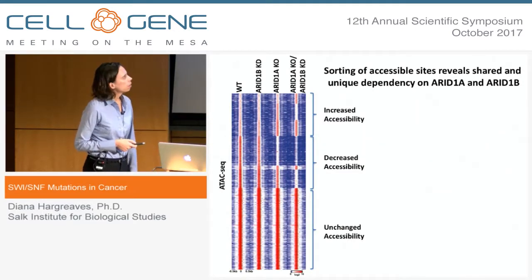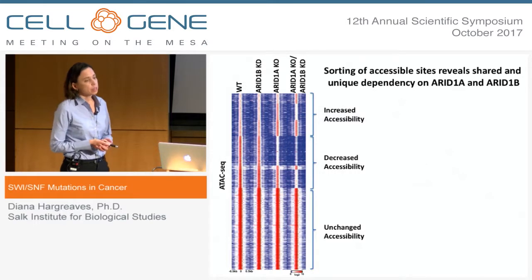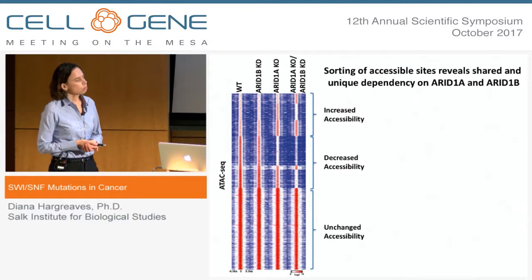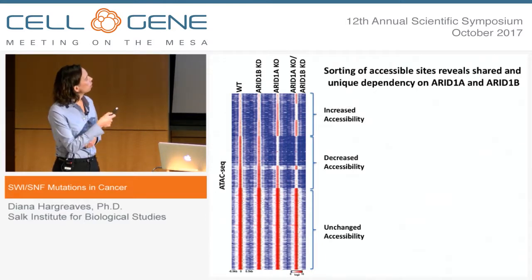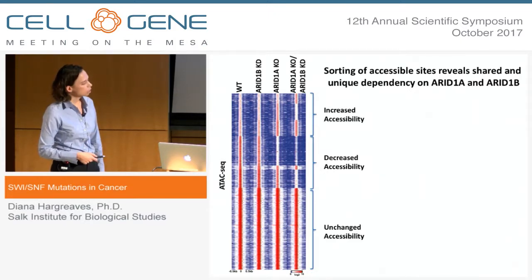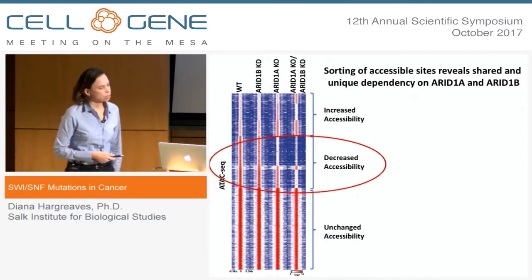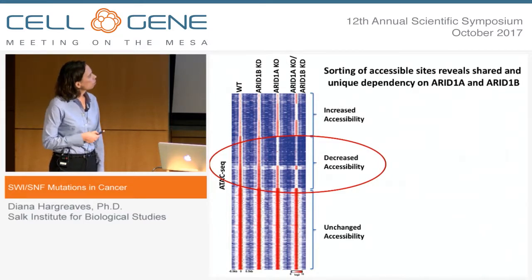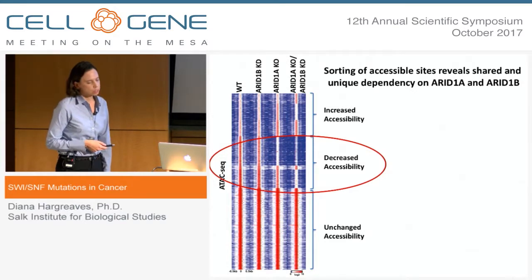So we wanted to understand whether ARID1B regulates ARID1A-dependent sites or has a unique signature. We clustered our accessible sites based on the degree of accessibility in the wild type setting, and then clustered all the genotypes up here. We found several clusters that increased accessibility, as well as a large chunk that exhibited unchanged accessibility. But I'd like you to focus on these two clusters in which we lost accessibility. In this context, loss of ARID1A resulted in a slight reduction, which was then further augmented by the loss of ARID1B.